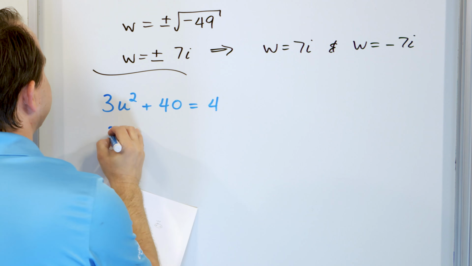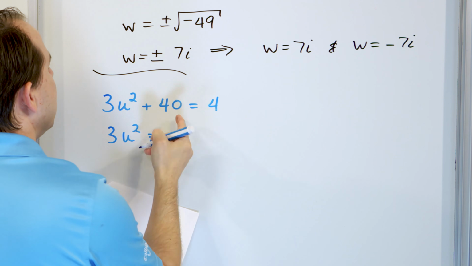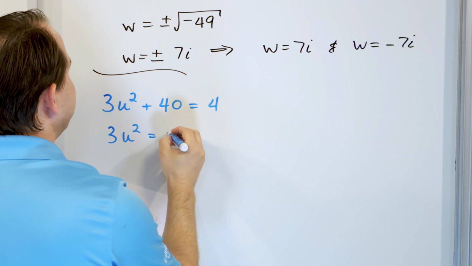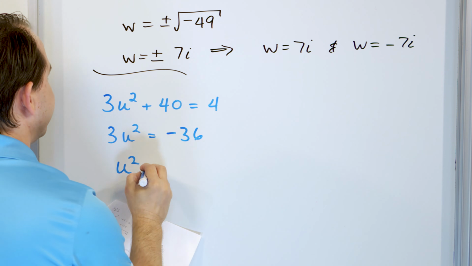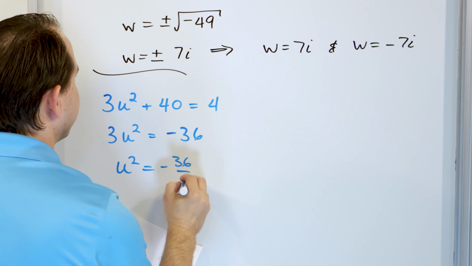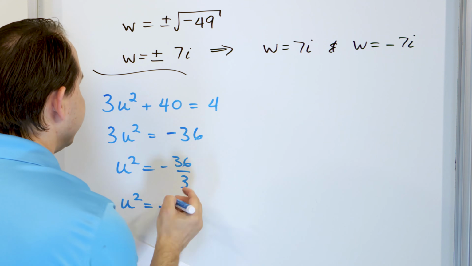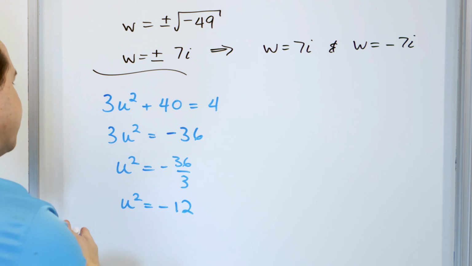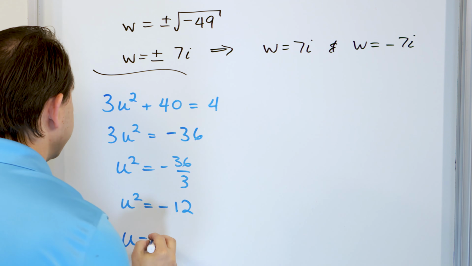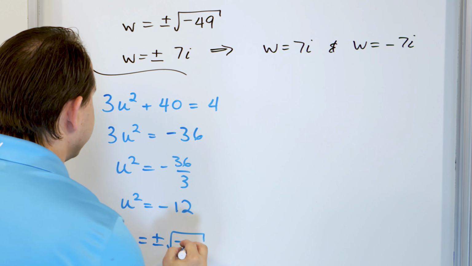We're going to subtract 40. 4 minus 40 is going to be negative 36. And I'm going to divide by 3, negative 36 over 3. So what I'm going to have is u squared is negative. What's 36 divided by 3? It's going to be negative 12. And so to solve for this, I'm going to have to take the square root of both sides. u is plus or minus the square root of negative 12.